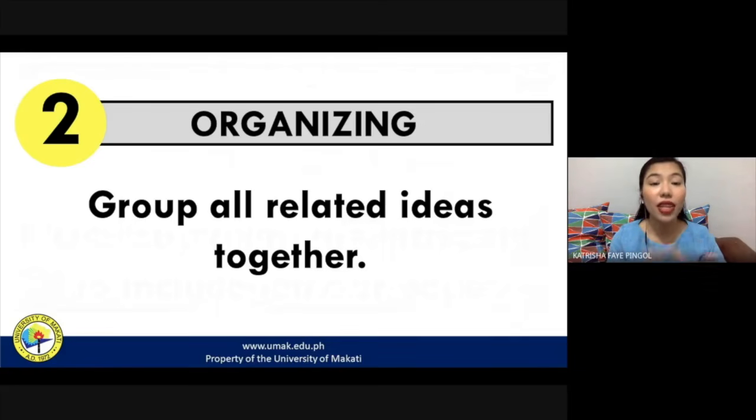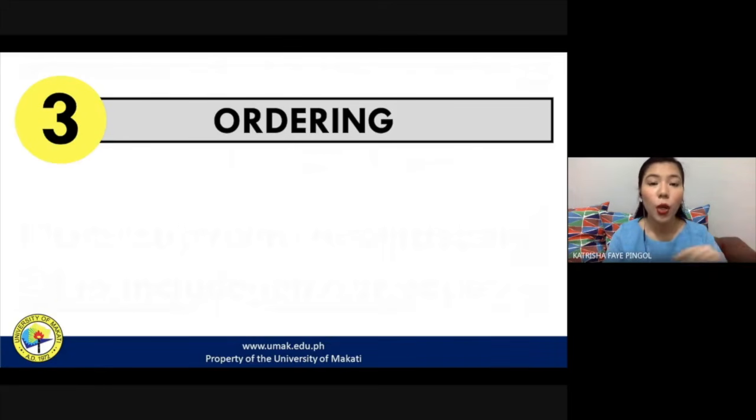And the second thing that you have to do is you need to group them based on the relationship that you have found. Okay? If idea 1 is related to idea 2, then group them together. Okay? If idea 3 is related to idea 6, then group them together. So that is a way of organizing the ideas that you have collected. Okay? The third one, ordering.